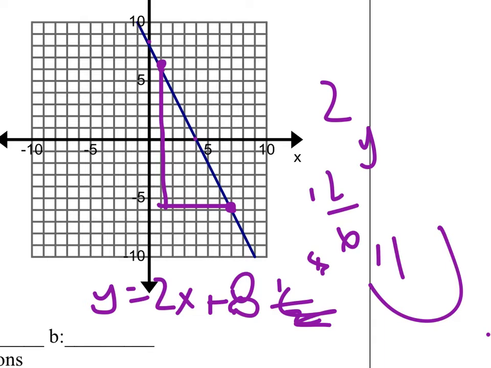There was something very small that happened. Everything else was right though, so that's good. Something very small is that she said she went down 12, so that's a negative 12 right there, which makes the slope a negative 2. So it should be y equals negative 2x plus 8.